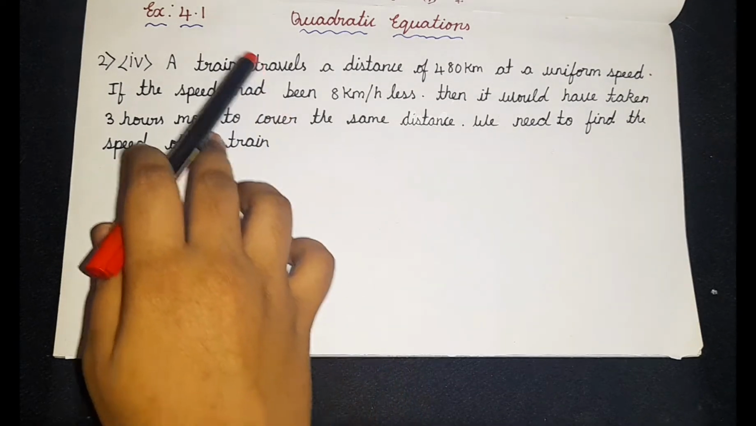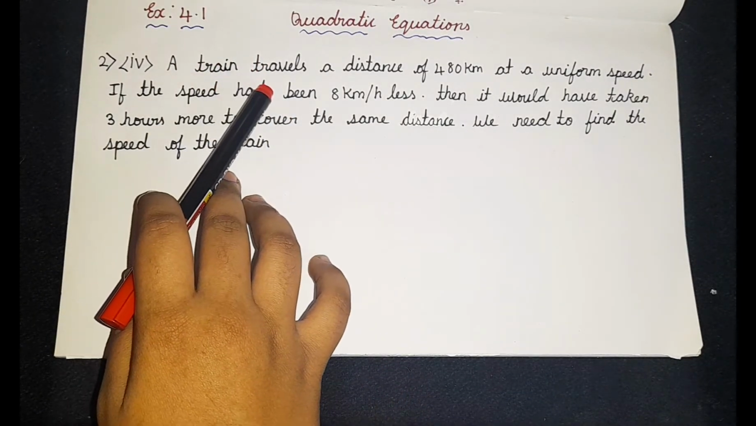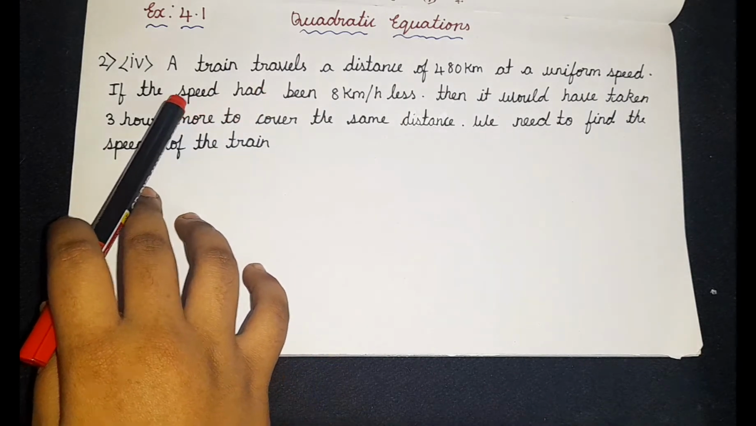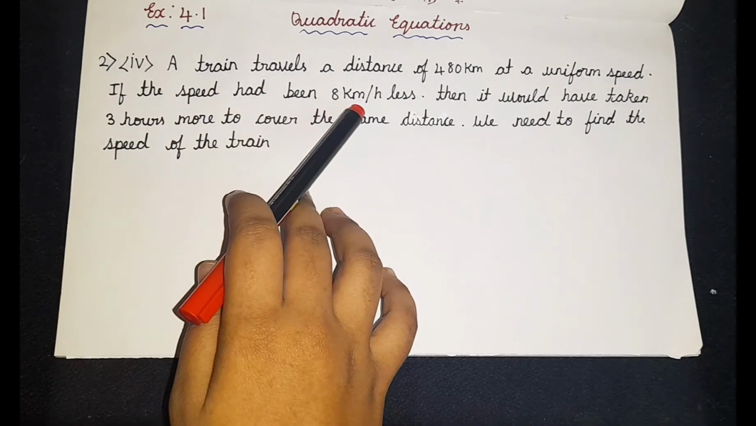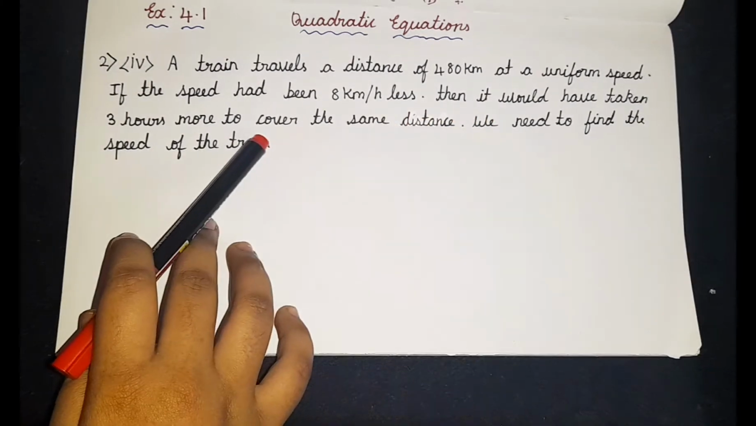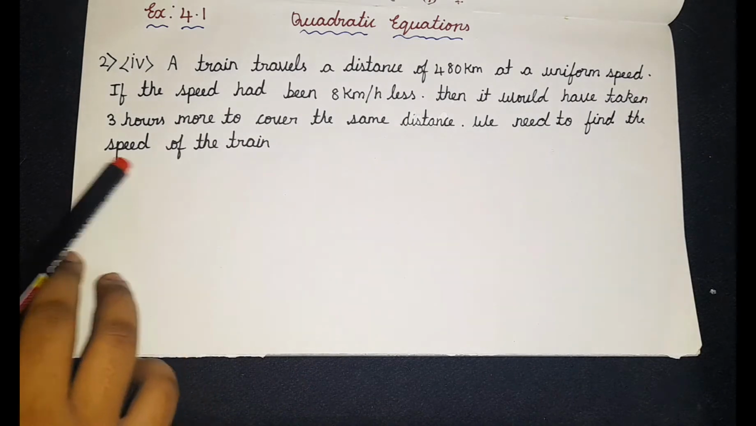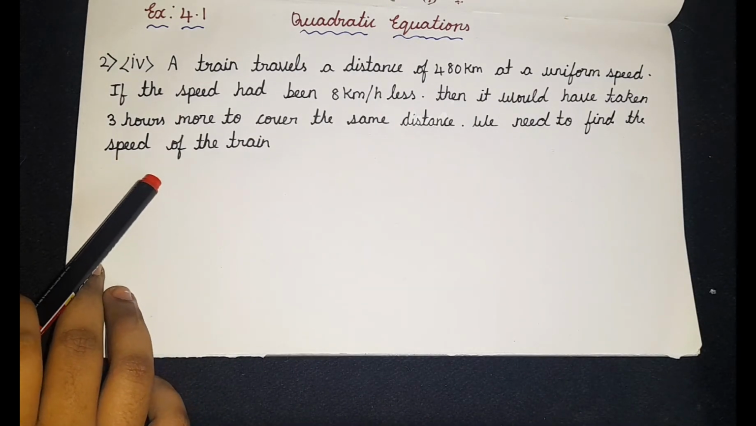So here the character is a train. It is covering a distance, but they are saying that if the speed is 8 km per hour less, then it would have taken 3 hours to cover the same distance. So we are supposed to find the speed of the train.